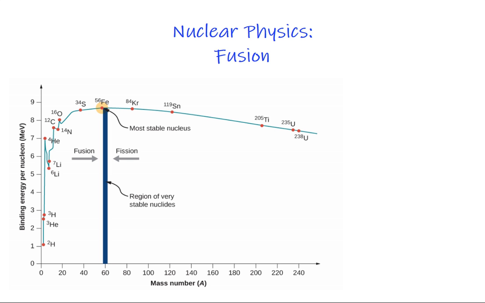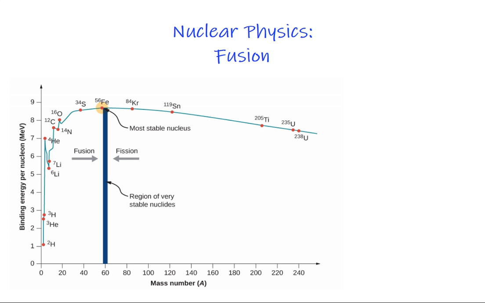So we're starting with the graph here that we looked at when we first started looking at nuclear physics. The graph again is the binding energy per nucleon in mega electron volts versus the mass number. Basically what it's showing is the relationship between the amount of energy needed to break apart a certain nucleus based on the mass number of that particular isotope.